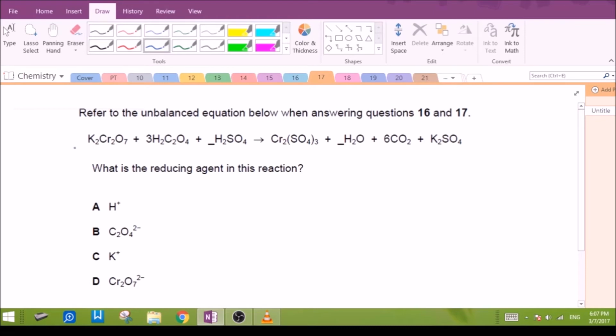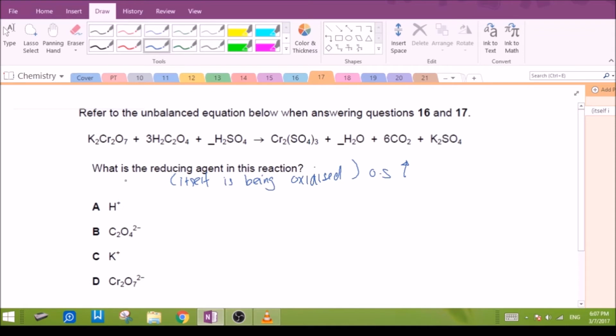(17) We'll be using the same equation again to find out the reducing agent in this reaction. The reducing agent itself is being oxidized. In other words, its oxidation number will be increasing. So let's look at the few possibilities we have.